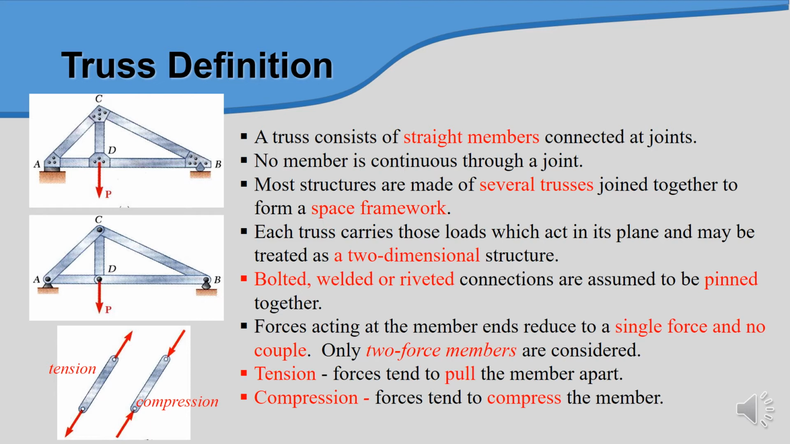Okay, both welded and riveted connections are assumed to be pinned together. So everything that is bolted, welded, or riveted will act as a pin. So we can see from the second picture in the middle, we have a pin, okay, represented by a pin. Force acting at the member ends is reduced to a single force and no couple. Okay, only two force members are considered here, which is tension and compression, already mentioned before.